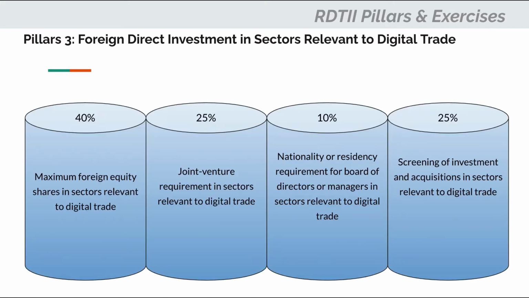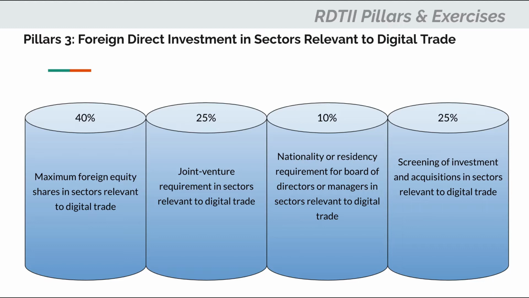In this regard, Pillar 3 deals with the following restrictions in sectors relevant to digital trade. First, maximum foreign equity shares. Second, joint venture requirement. Third, nationality or residency requirement for board of directors or managers, and fourth, screening of investment and acquisitions. The weights are 40%, 25%, 10%, and 25%, respectively.